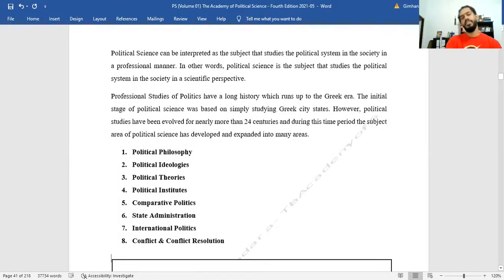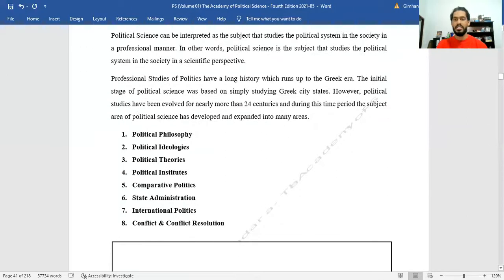So you can read it with me. Political science can be interpreted as the subject that studies the political system in society in a professional manner. In other words, political science is the subject that studies the political system in society from a scientific perspective. Politics has a long history which runs up to the Greek era. The initial stage of political science was based on simply studying Greek city-states. Remember, this is related to the last lesson. However, political studies have evolved for more than 24 centuries. And during this time, the subject area of political science has developed into many areas.